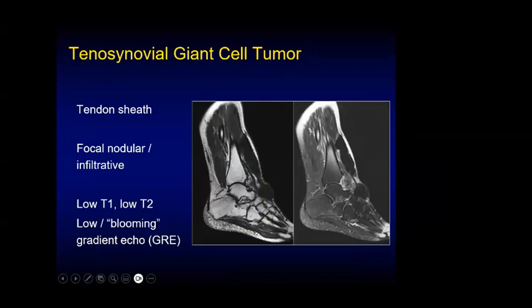For intra-articular pigmented villonodular synovitis. If the tumor is involving the tendon sheath, the name is tenosynovial giant cell tumor. Okay, so the terminology is different. They are the same kind of tumor, but the name is different. If it's in the tendon sheath, then it's tenosynovial giant cell tumor. Same thing. The signal characteristics are low on all the pulse sequences, just like how we saw that with PVNS.